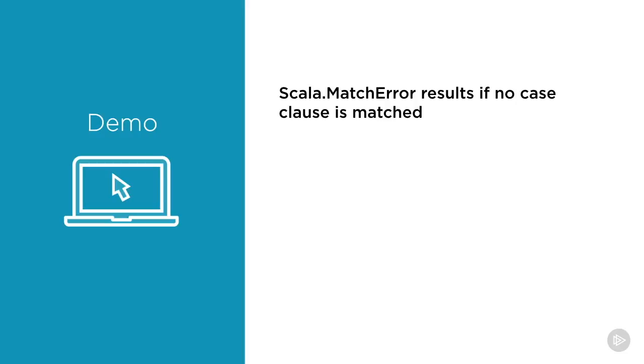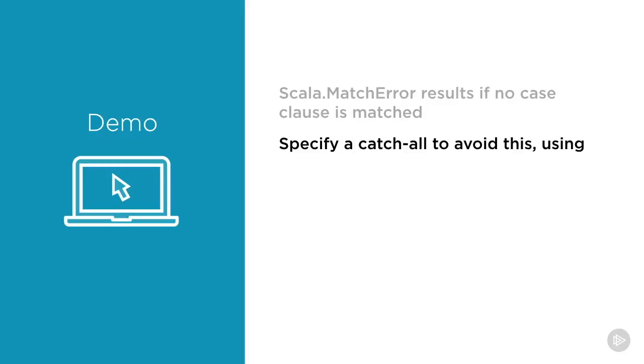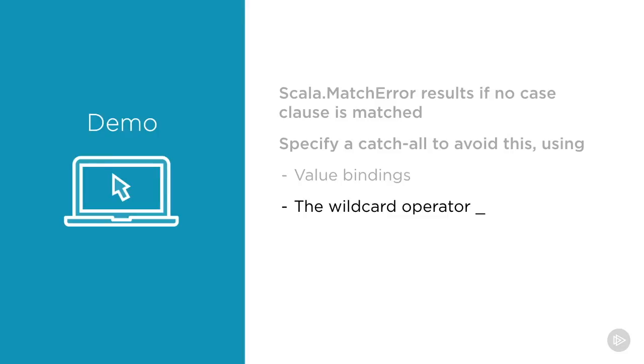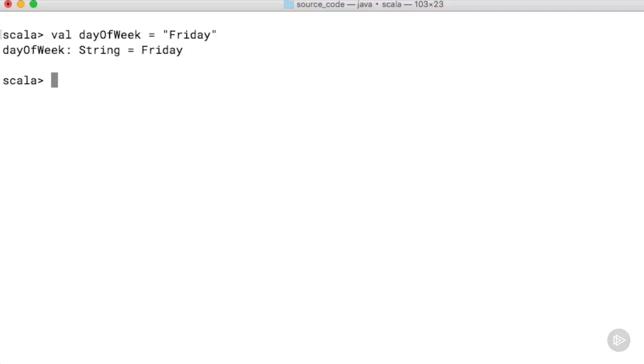a scala.MatchError results. There are two ways in which to deal with this, both of which involve specifying a catch-all case clause. The first way to do this is using a value binding. The second is to make use of the wildcard operator underscore. Let's jump into a quick demo which shows how each of these two is used.